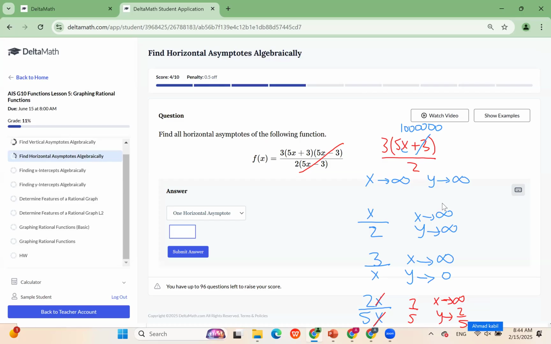So this is the summary of the 3 cases that we're facing in this exercise. Either we have x on top or x at the bottom, or 2 x's that can cancel out. And for each case, we know what to do. So in this case here, this expression is similar to the first case, where we have y equals infinity, so no horizontal asymptote.